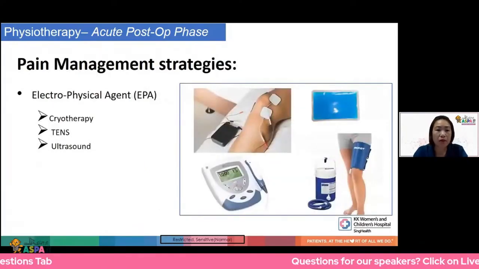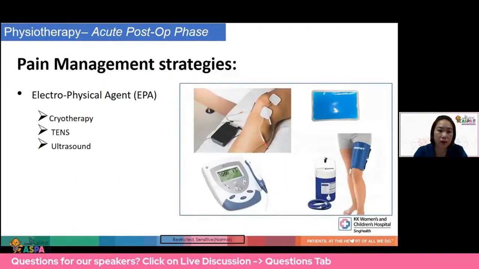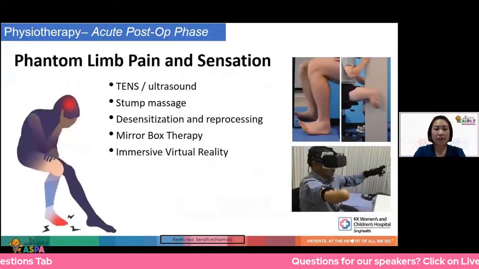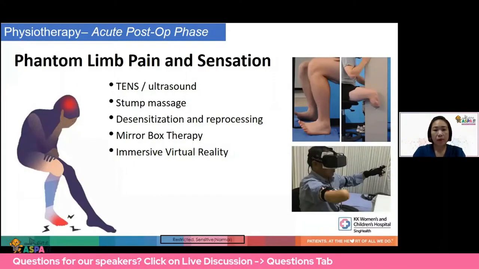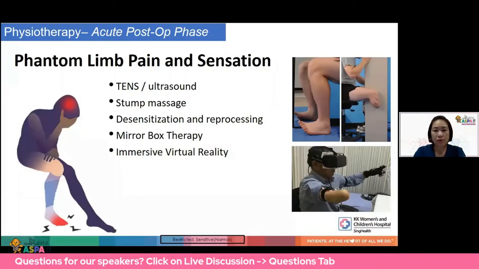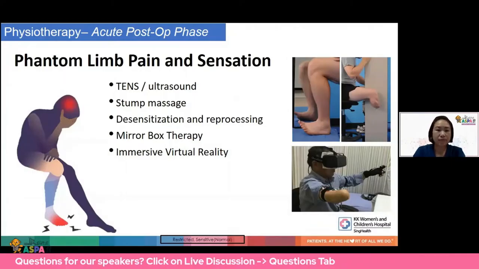Yeah, and also there will be one kind of pain management strategy that physio use, which is electro physical agents, such as cryotherapy, TENS, and ultrasound. So one of the common presentations that post-amputation patients may present will be phantom limb pain, which some of the techniques that we mentioned about the pain strategies can help, such as TENS, ultrasound. We can do stump massages and bandaging, desensitization and reprocessing, such as using mirror box therapy, and recently people are using immersive virtual reality to help manage this phantom limb pain sensation.